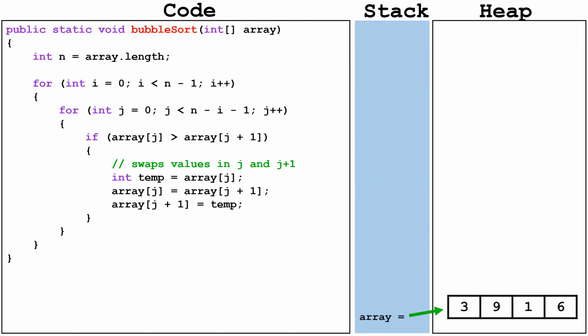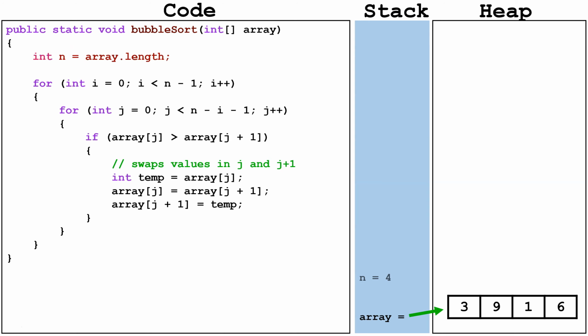So we start by calling the bubble sort method. We pass it an array of ints. I've called that array. So we have the array variable on the stack, and it points to the actual array object on the heap. If you want to learn more about how Java memory management works with stacks and heaps, please click on the video in the upper right-hand corner of the screen.